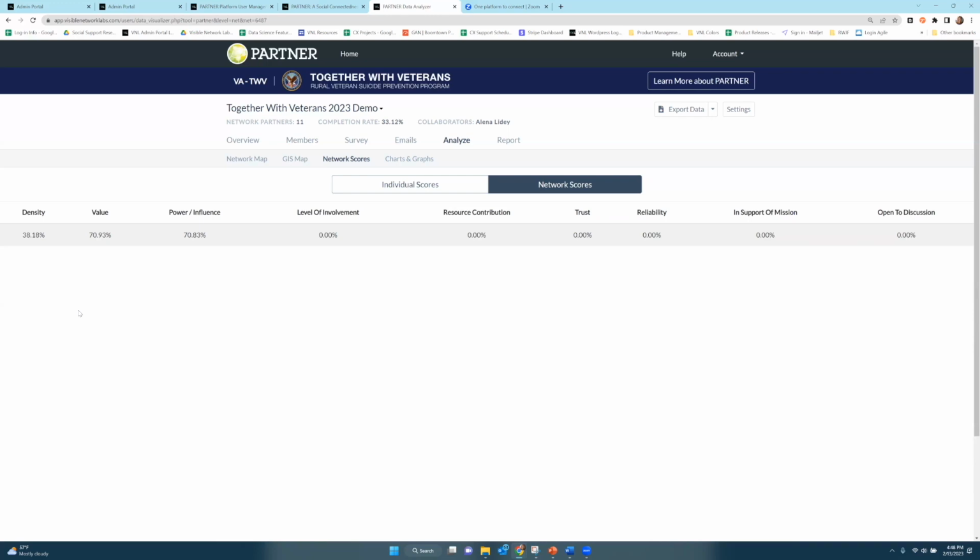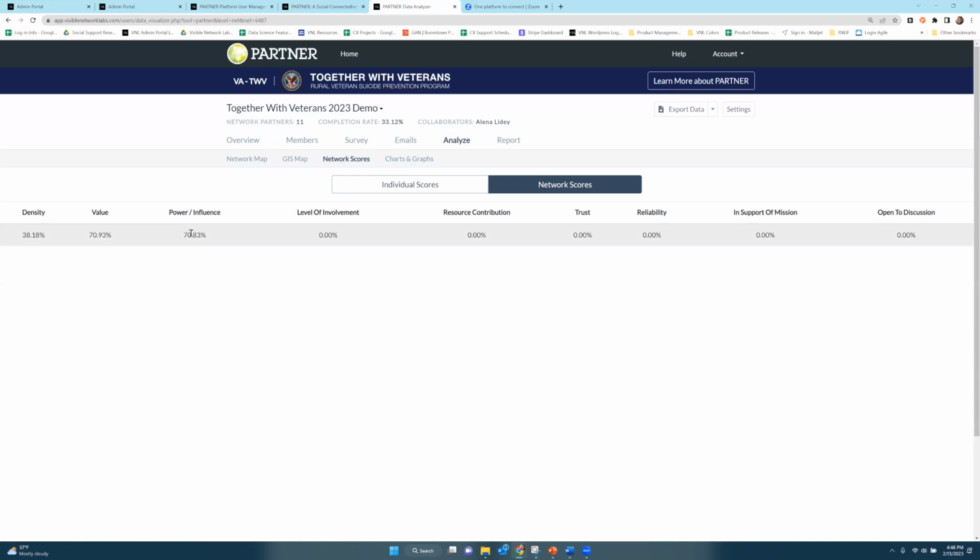If there's not a lot of connectivity happening and there's definitely opportunity to grow, and you add new partners, then that density score will change or evolve over time. But the goal is never to get that density score to be 100% because, again, it's not efficient to have every partner be connected to every other partner.